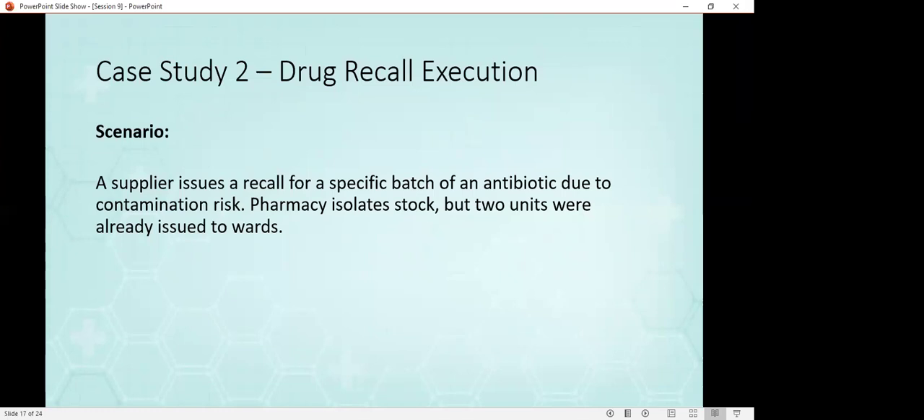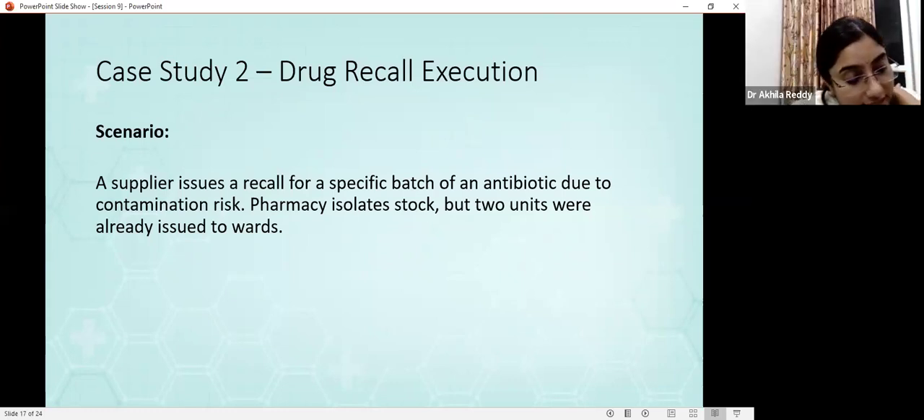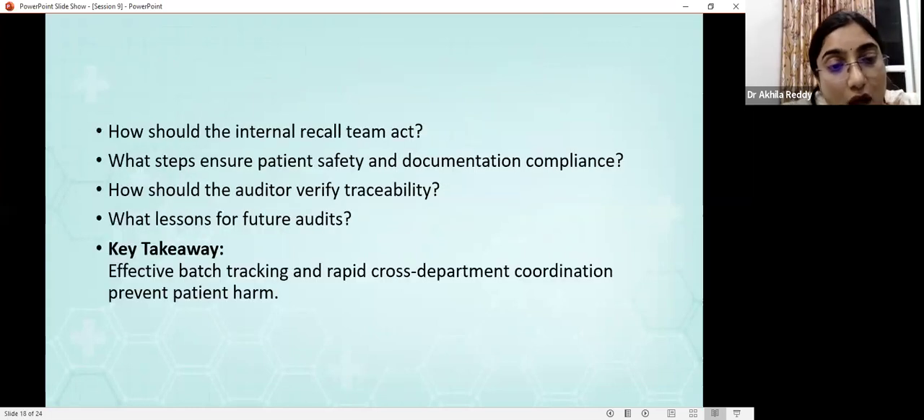Ma'am, there is a drug recall of an antibiotic. It means there is an antibiotic with a contamination risk, and that is why it is recalled. But 2 units were already dispensed to the wards. So the supplier is issuing the recall for the batch to us, right? So what is lacking here? How should the internal recall team act?